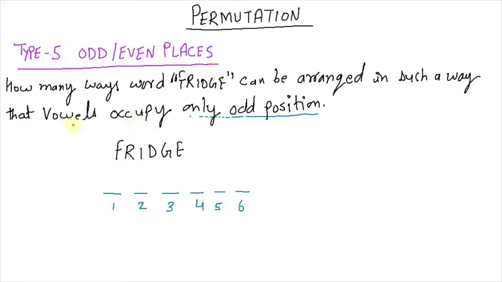They are telling that vowels occupy only odd positions. So we have vowels, that is I and E. We have two vowels, I and E. Write them separately. Here odd positions are 1, 3 and 5. So we have three positions, out of which two vowels have to be arranged. This is nothing but 3P2.